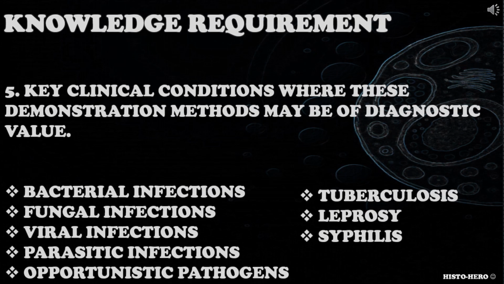The fifth knowledge requirement is key clinical conditions where these demonstration methods may be of diagnostic value. Candidate needs to have the knowledge and understanding about diseases that could be diagnosed by using relevant demonstration methods. You could ask the candidate to name the clinical conditions that can be detected by using those demonstration methods, to explain the diagnostic value of those demonstration methods. When addressing this knowledge requirement, candidates should consider infectious diseases that can be detected with those methods like tuberculosis, leprosy, or syphilis, detection of opportunistic pathogens that can worsen the primary disease.